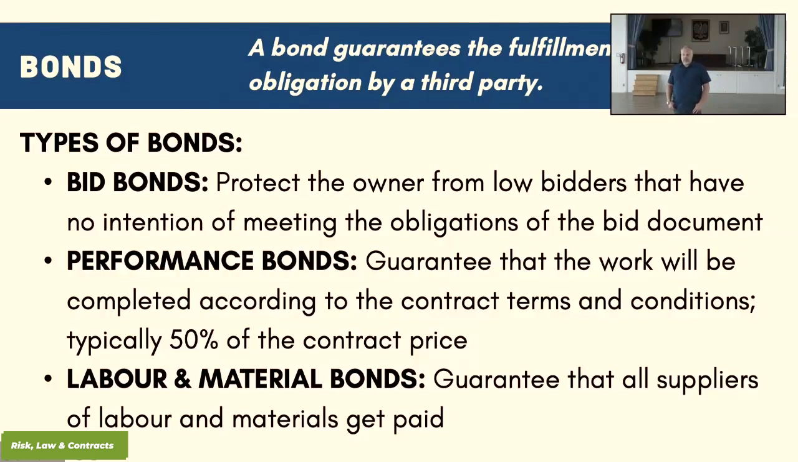So there are 3 types of bonds that you can get. Again, it's a different type of insurance. You definitely have to go to a company that just does bonds. Most insurance companies don't do bonds, so you almost have to find a bond broker. But really all it is is some sort of guarantee for the client that you're going to do the work. So there's a bid bond. A lot of times before you can put in a bid, you actually have to put in a bond that says you intend to meet the obligations of the bid documents.